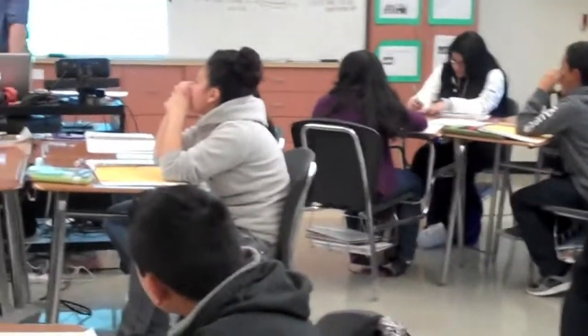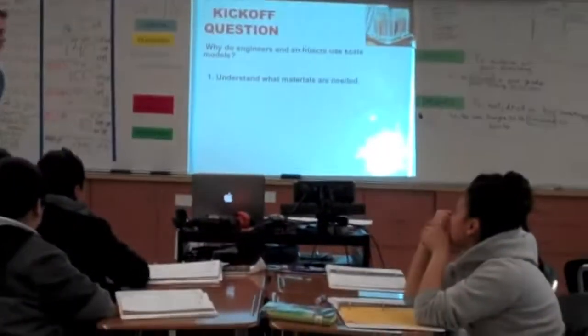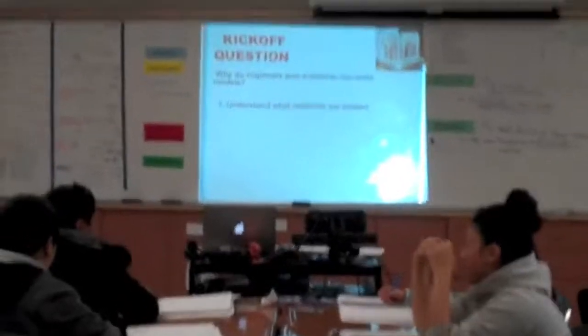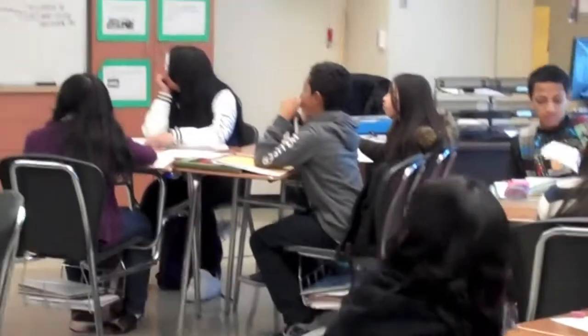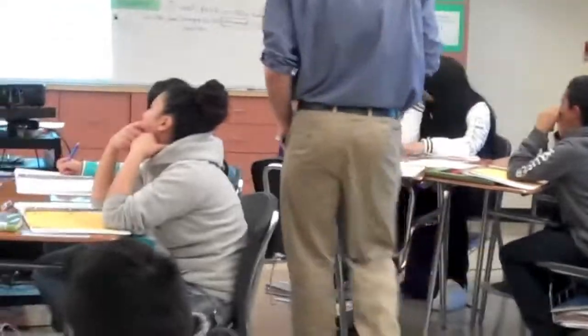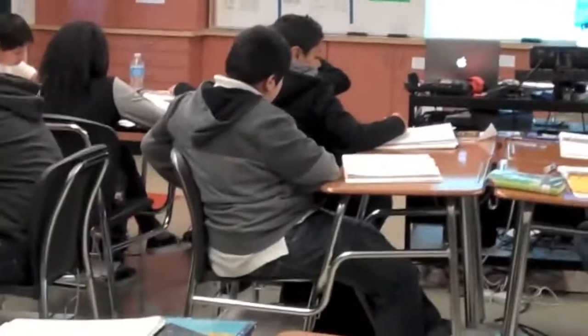No. Okay, so one thing you want to know is what materials you need, right? Another thing you might want to know before you make your building is that you want to have a plan for the length and the height of the building, right? Number 3, does everyone have $1 million in their pocket? No. To build a building, okay. Most engineers and architects, before they actually build a building, need to go to rich people to give them money.